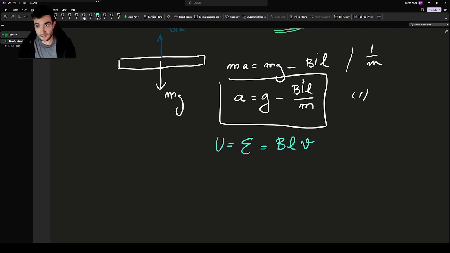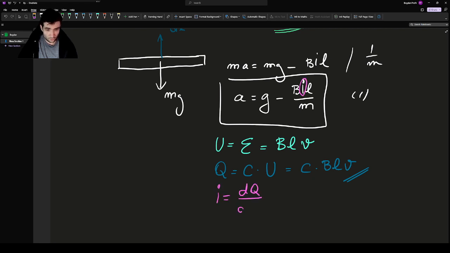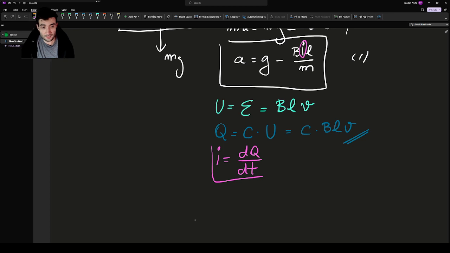And finally, we know the fact that Q, which is the charge, is going to be equal to C multiplied by U, which is actually C multiplied by B times L times V. So now we're trying to put everything together, but keep in mind that we don't really know anything about the current, except the fact that the current is the change in Q over time. Okay, so hopefully with this in mind, we can find something useful that's going to help us determine how the charge changes in time.